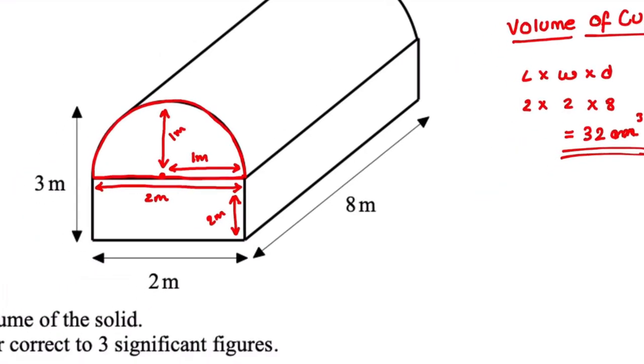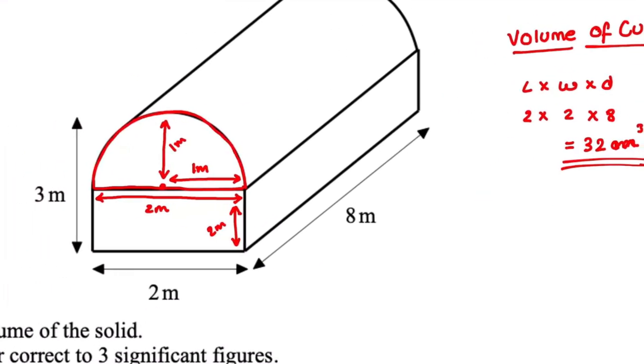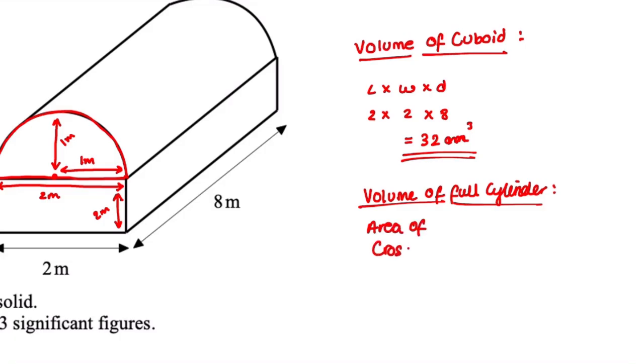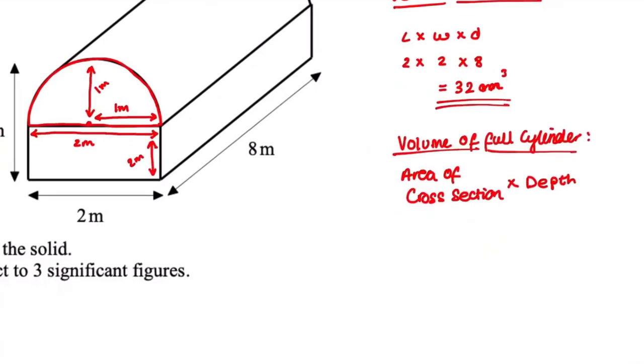Now, once you've worked out the volume of the cuboid, we need to work out the volume of the semi-cylinder. So we've got half a cylinder. Let's work out the volume of the full cylinder first. The way that you're going to do that is the area of the cross section multiplied by the depth.